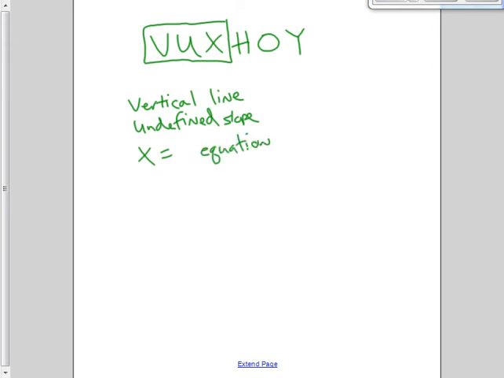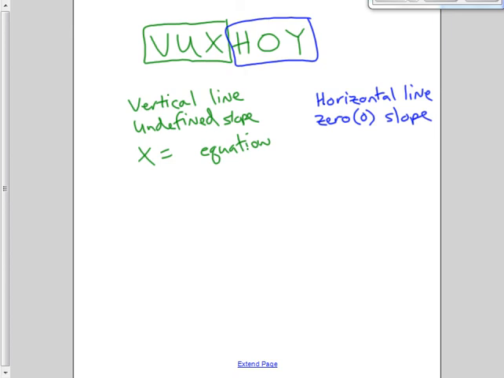Those are the three parts of these graphs or these linear equations. Then we've got this HOI part. HOI, the H stands for horizontal. It's a horizontal line if I were to graph it. The O is actually a 0, so it's a 0 slope, and it's a y equals equation. So horizontal line, 0 slope, y equals equation. Just something to keep in mind.